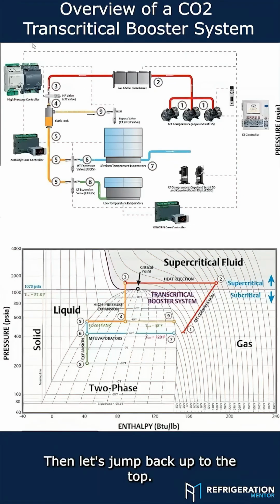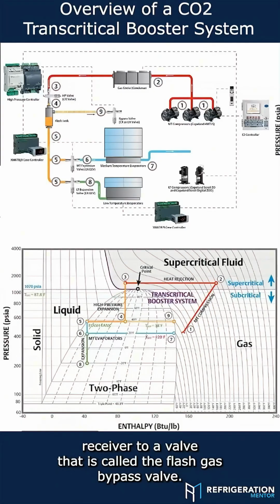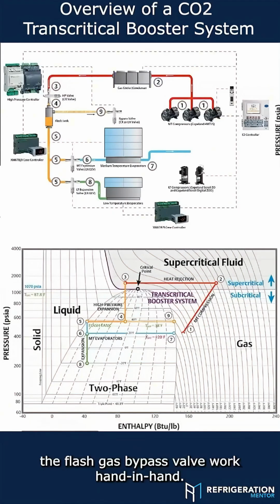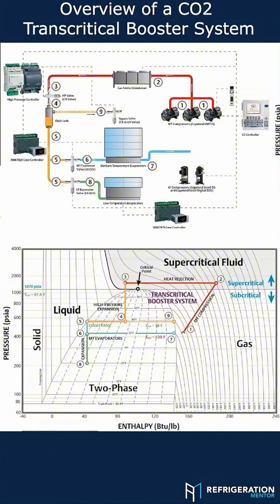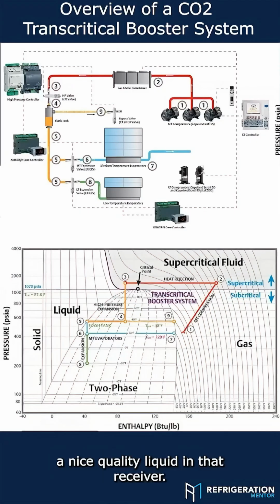Then let's jump back up to the top. So now you see a line going from the flash tank receiver to a valve that is called the flash gas bypass valve. And this valve is very important. The high pressure valve and the flash gas bypass valve work hand in hand. They work together. So this bypass valve now is bypassing gas to maintain a nice quality liquid in that receiver, good pressure. So we're feeding good liquid refrigerant both to the medium and low temp systems.